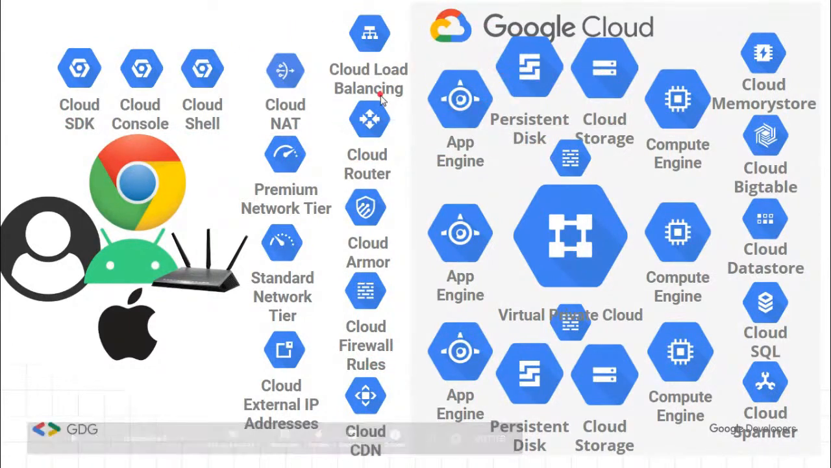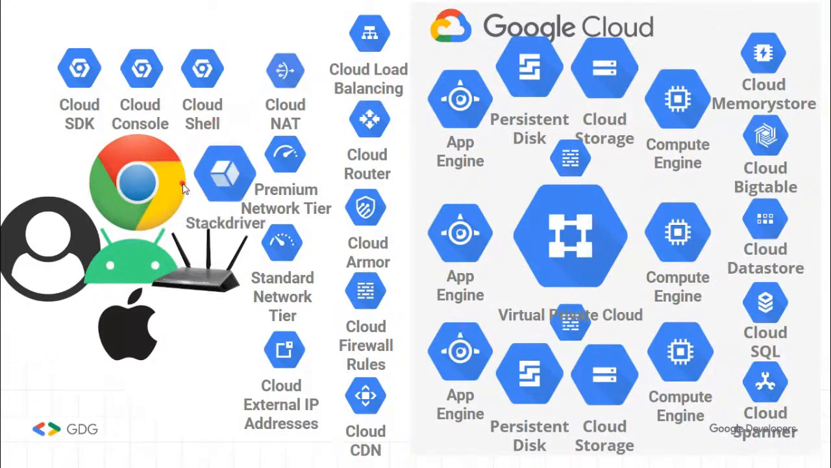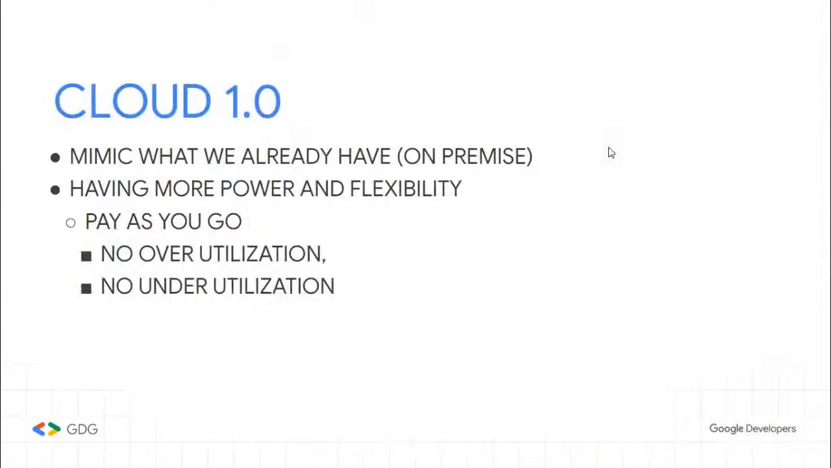And then at a certain time, you want to monitor all this using Stackdriver. So this architecture, all these technologies, they will help you to do what we call Cloud 1.0. In Cloud 1.0, the O is zero, so I just pronounce it O. In Cloud 1.0, we just try to mimic what we already have. We try to take our cloud on-premise and make it online.